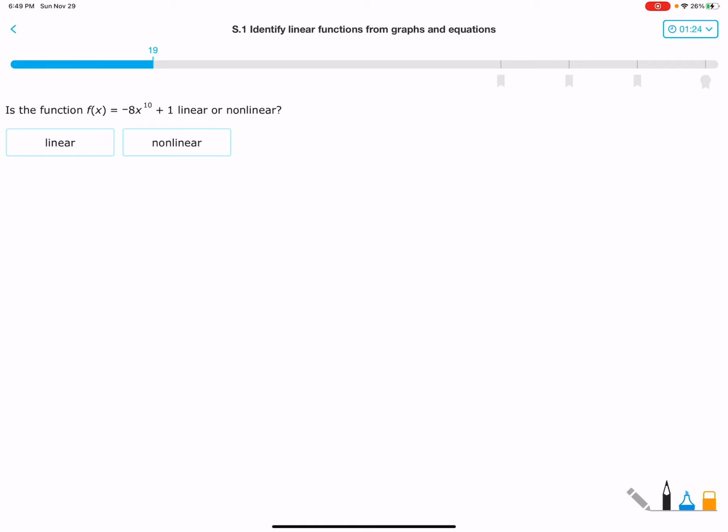Is the function f of x equals negative 8x to the 10th power plus 1 linear or non-linear? The way that we figure this out is we know that slope-intercept form is mx plus b. So notice that the x has no exponent. There's nothing right here, and it's just x.